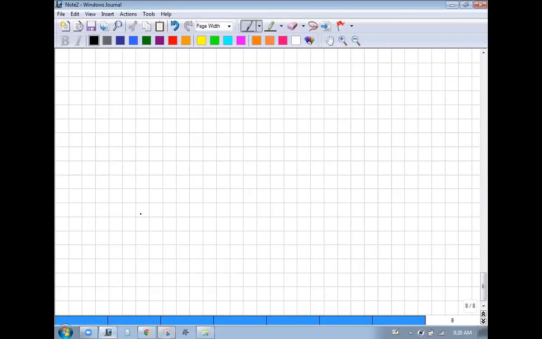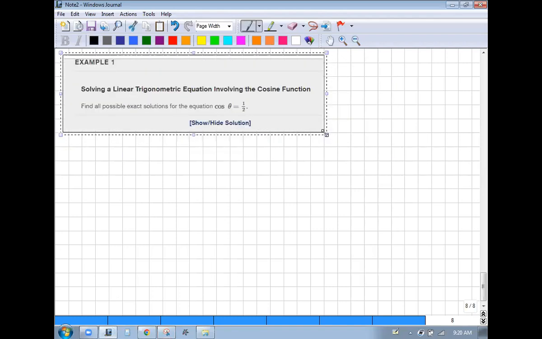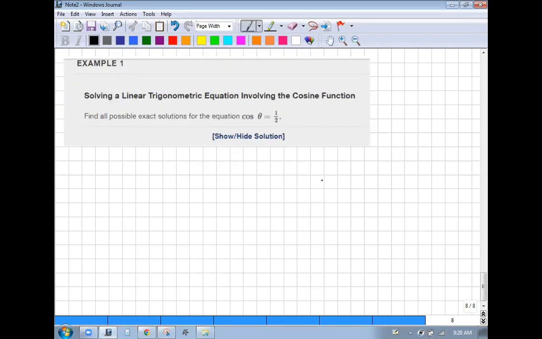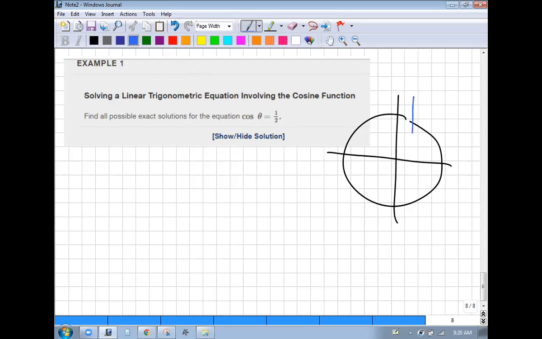Let's start off with a very simple example just to get some notation down. Solve for theta. Okay, here's my unit circle. I'm looking for angles where cosine is a half. Well, cosine is the x value, right? So I'm looking for the line x equals 1/2. So where cosine is a half, we need this angle and this angle, right? Those are the angles where cosine is 1/2. Good so far, basic unit circle stuff.